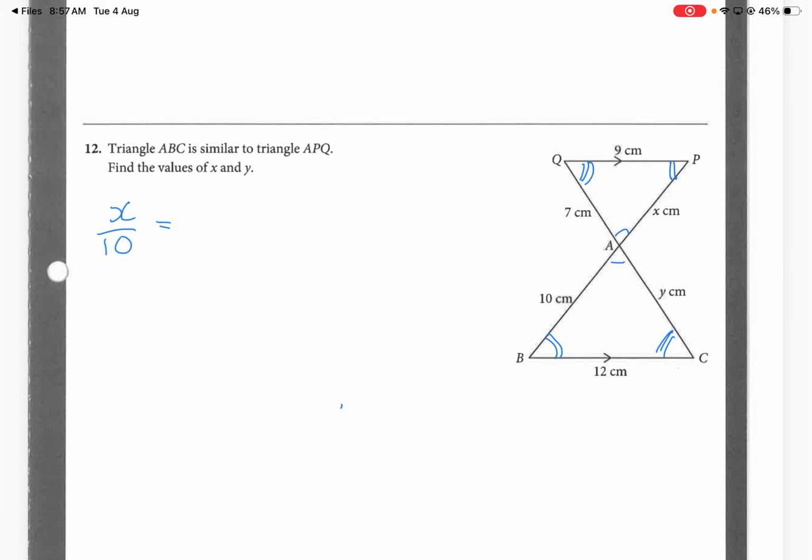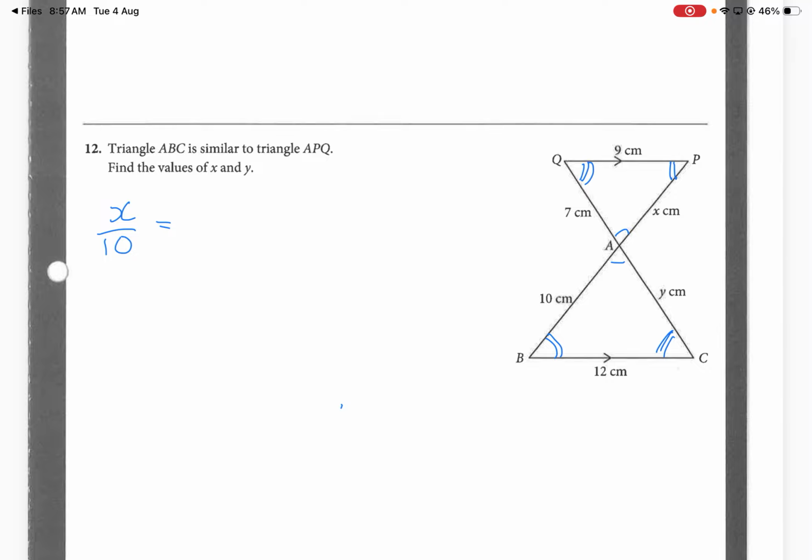Both can be called scale factor, big over small or small over big. We can call both of them scale factor. But then I must make the same one. If I put small over big on the left-hand side, on the right-hand side I also put small over big. Otherwise, it is reversed already.